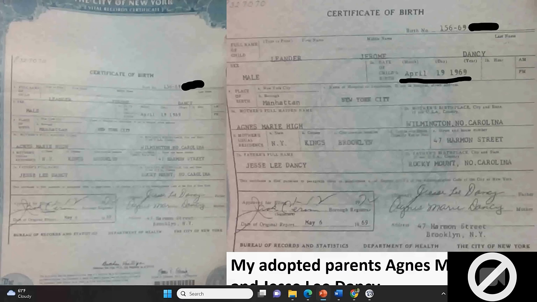I don't want to be too long-winded on this, but we're going to get to the science here. All right, so as you see here, April the 19th, 1969 is underlined. That's when they say I was born, Leander Jerome Dancy. As you see here, my adopted mother, Agnes Marie Dancy, my adopted father, Jesse Lee Dancy. My adopted mother was born in Wilmington, North Carolina, and my adopted father was born in Rocky Mount, North Carolina. So they had ties right here in North Carolina, but yet lived in New York. My biological family also had ties here in North Carolina and lived in New York.